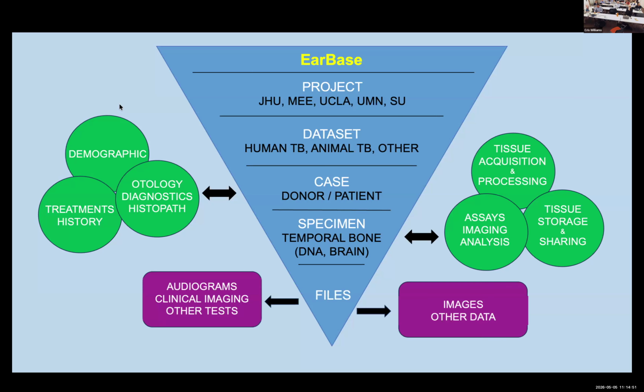Then finally, the files that are part of the data set include, for the case side, audiograms and other tests of hearing and balance for individuals. Clinical imaging, when we can get it, like CT scans, are pretty common in hearing and balance assessment, as well as other tests, and the images and other data. So all that's there and downloadable.